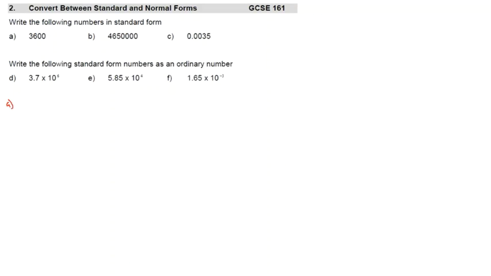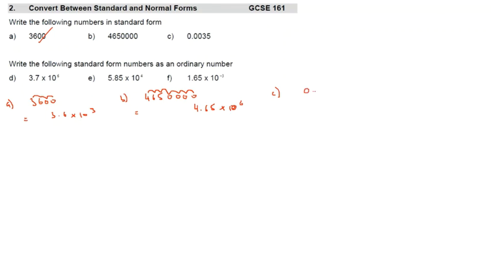Okay, question 2. Standard normal forms. Question 8. Write this in standard form. Well, remember, it's going to be 3.6 times 10, and the power is going to be 1, 2, 3. So it's 3.6 times 10 to the power of 3. Done. Part B, I got 4, 6, 5, 1, 2, 3, 4. So it's definitely 4.65 times by 10. Well, let's count. 1, 2, 3, 4, 5, 6. 4.65 times 10 to the 6.